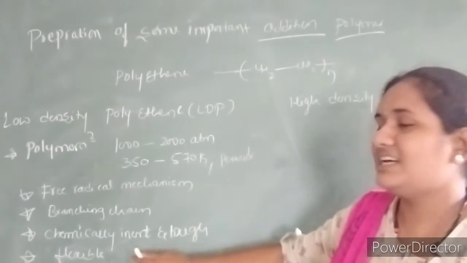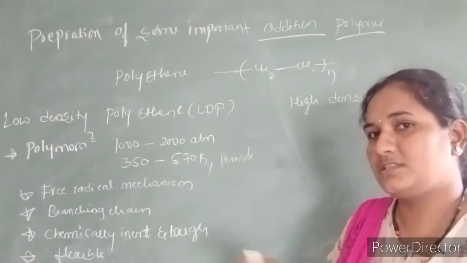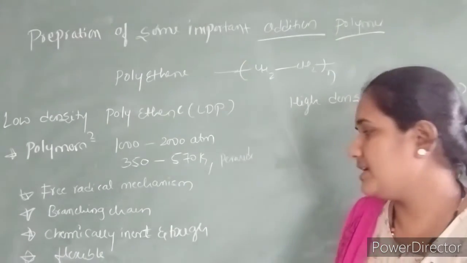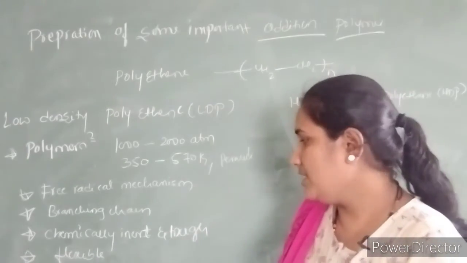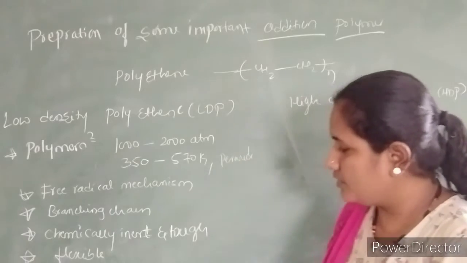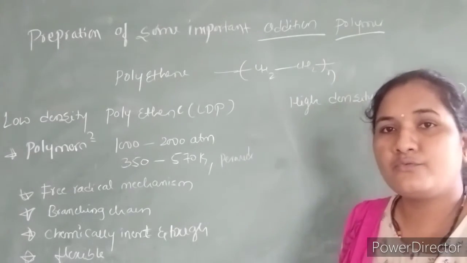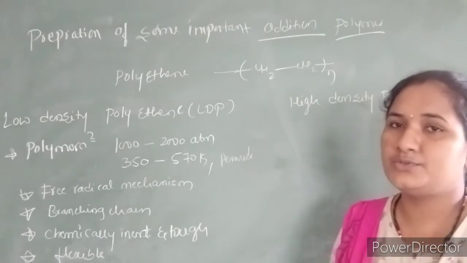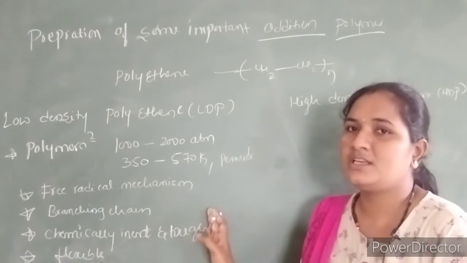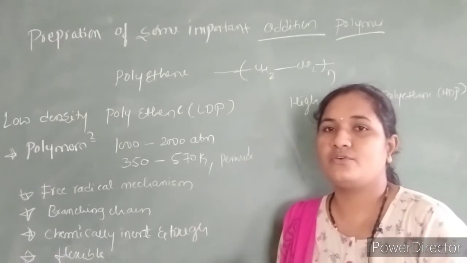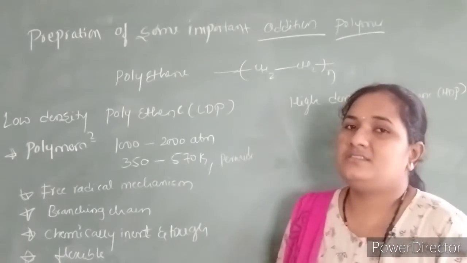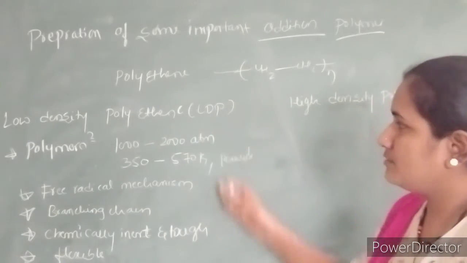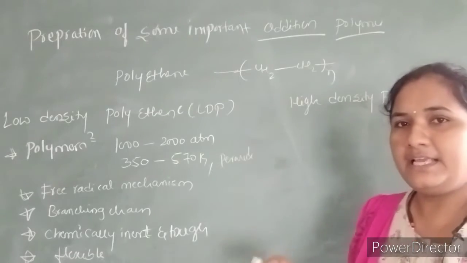Next, it is chemically inert in nature, meaning it does not react with any chemicals, and it is tough and flexible in nature, and it is poor in conducting electricity. If we see the uses of low density polyethylene, it is used in the preparation of wires and squeezing bottles as well as insulating materials. So this is about low density polyethylene.